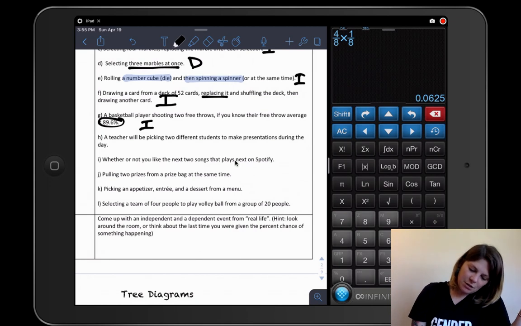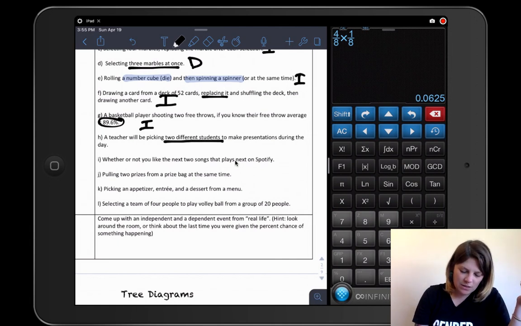A teacher will be picking two different students to make a presentation. We already talked about this one. This one is dependent because we have to have different students, so the denominator is going to change.